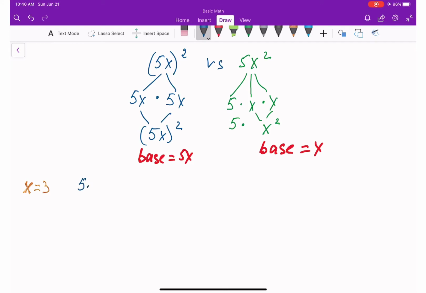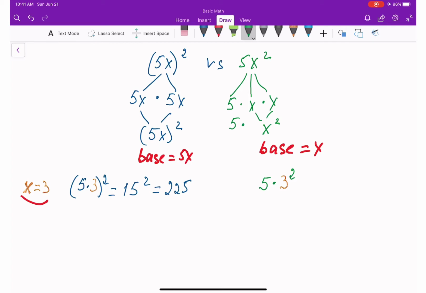5 times 3 to power 2. We are getting 5 times 3 is 15 to power 2, and that is 225. And in the case of 5 times x to power 2, we are going to get 5 times, for the same x is equal to 3 obviously, we are getting 5 times 3 to power 2.